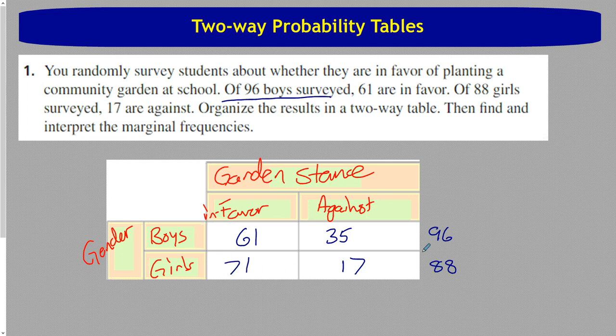We have two of our marginal frequencies. We just need the other two. So 61 and 71 is going to be 132 people in favor of the garden. And then 35 and 17 is 52 people against the garden.